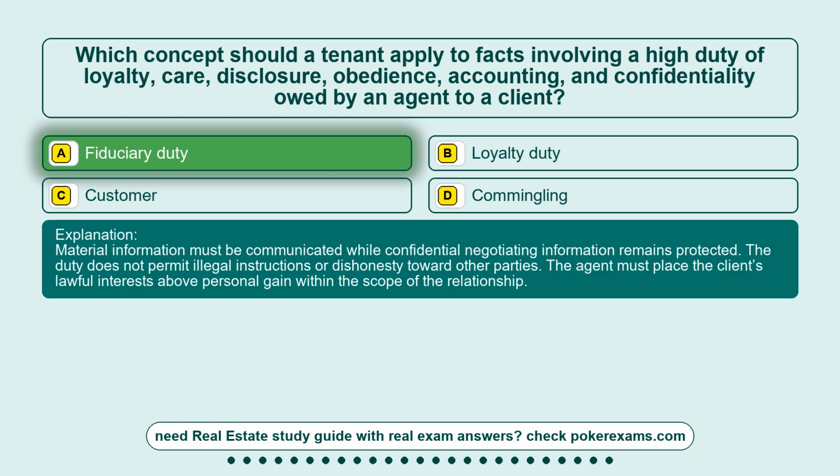Material information must be communicated while confidential negotiating information remains protected. The duty does not permit illegal instructions or dishonesty toward other parties. The agent must place the client's lawful interests above personal gain within the scope of the relationship.